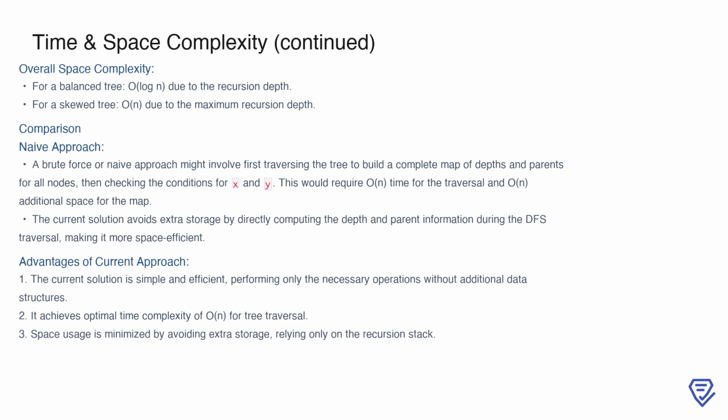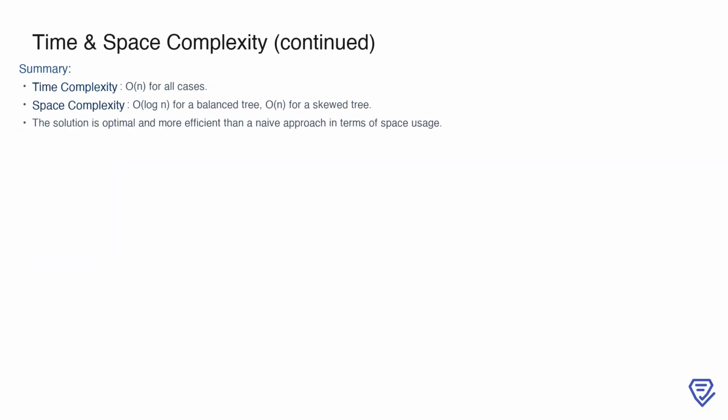Additionally, because the operations are performed in place during the traversal, the solution is both simpler and more efficient. In summary, the time complexity of this solution is O(n) for all cases, as the entire tree may need to be traversed in the worst scenario. The space complexity depends on the tree structure: O(log n) for a balanced tree due to the recursion depth, and O(n) for a skewed tree, where the recursion depth equals the number of nodes.